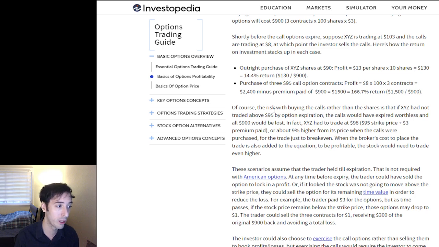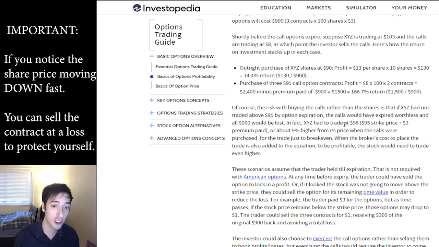So of course, the risk with buying the calls rather than buying the shares is that if XYZ had not traded above 95 by option expiration, the calls would have expired worthless. You would have lost all 900 of your dollars. In fact, XYZ had to trade at $98, $95 strike plus 3, or 9% higher than its price where the calls were, just to break even.